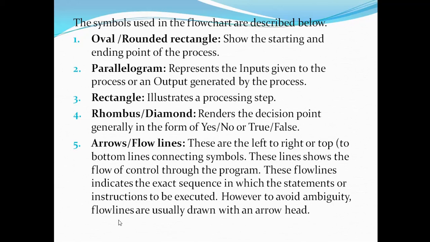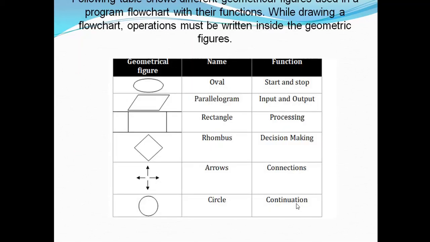However, to avoid ambiguity, flow lines are usually drawn with an arrow head. See, these lines have the arrow head. This is the arrow head, this is the arrow head.